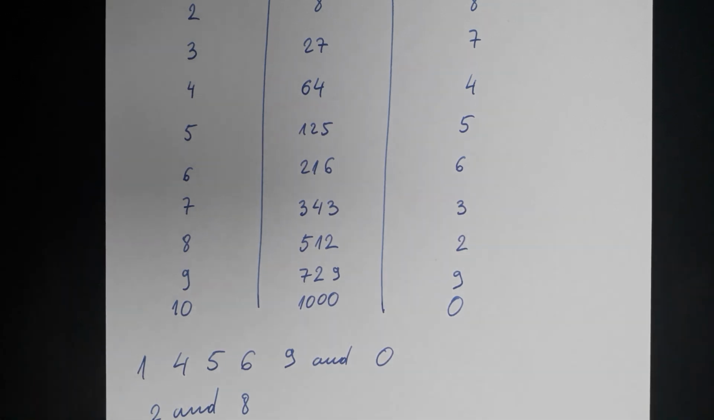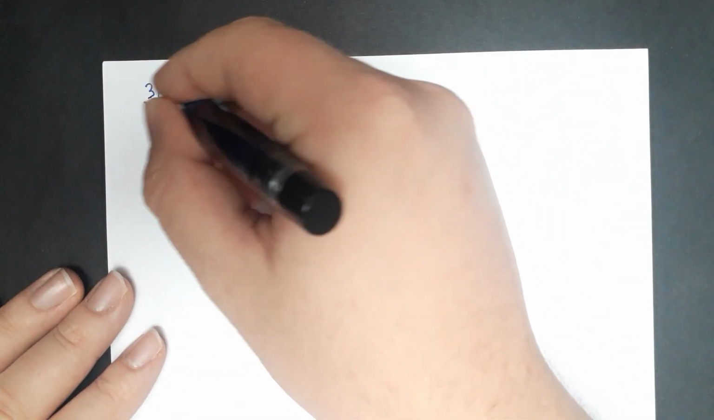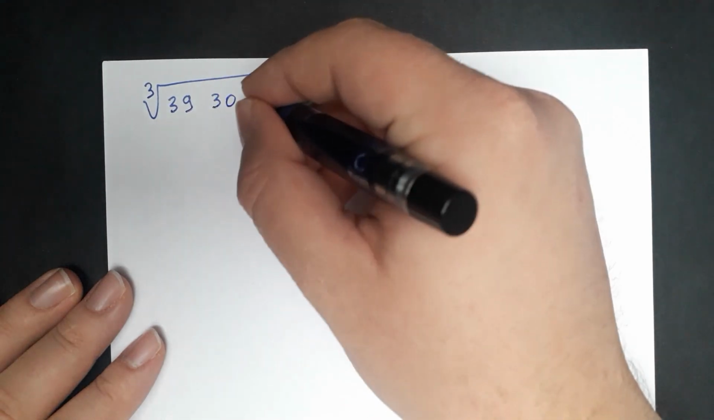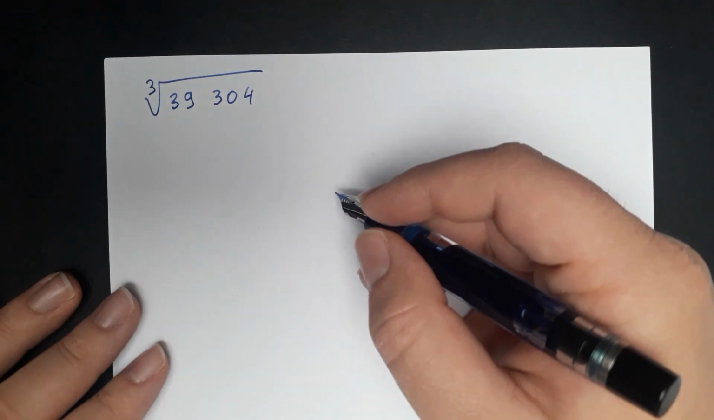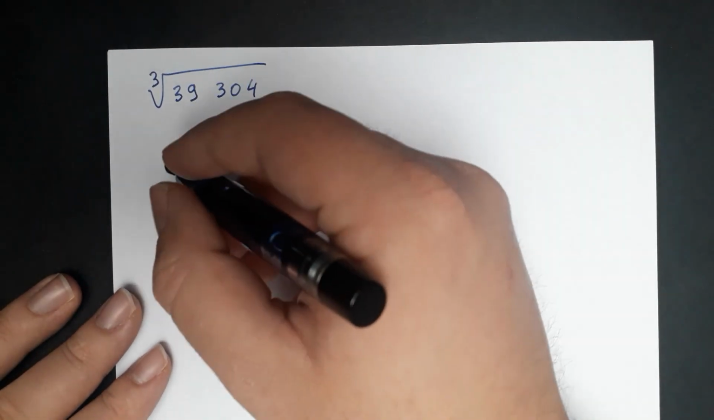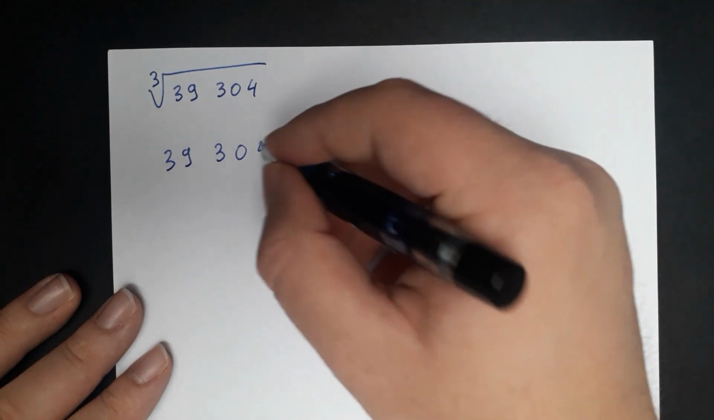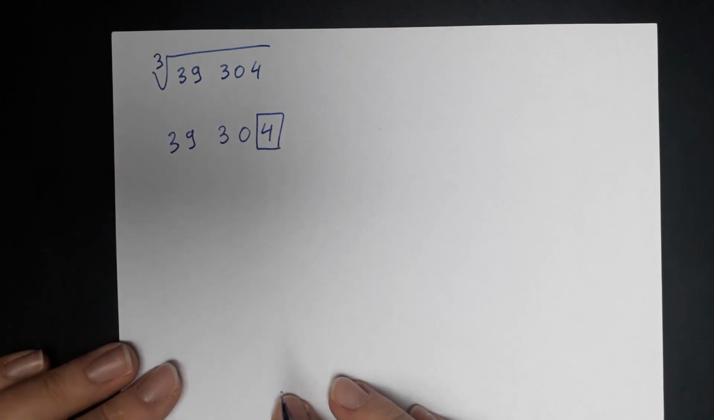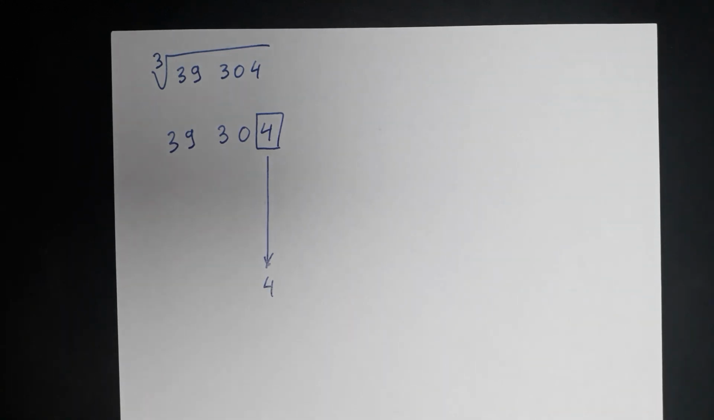Let's see how all of this works on an example. The question is, what is the cube root of 39,304? The first step is to look at the last digit. The last digit of the number 39,304 is the number 4. As we have the last digit to be 4 in our table, that corresponds to the number 4. So we write down the number 4.